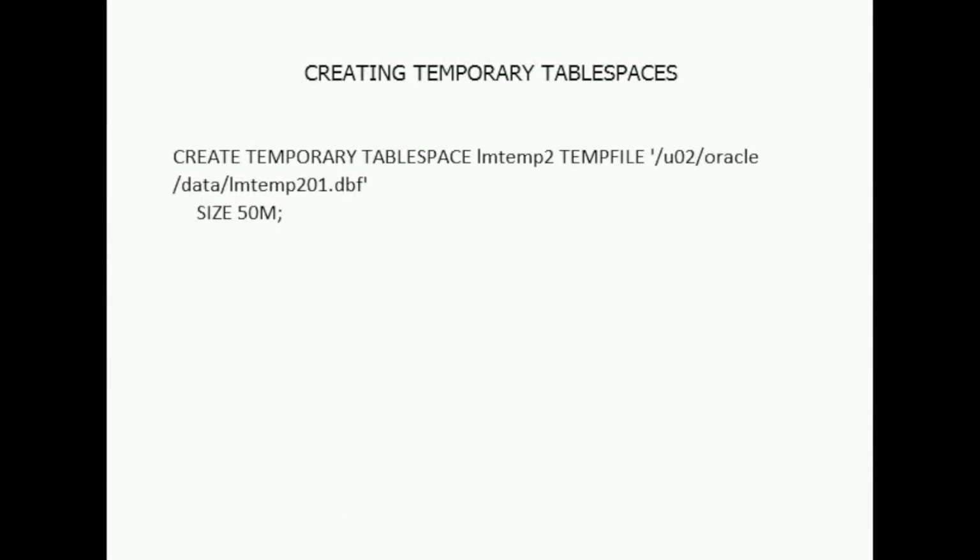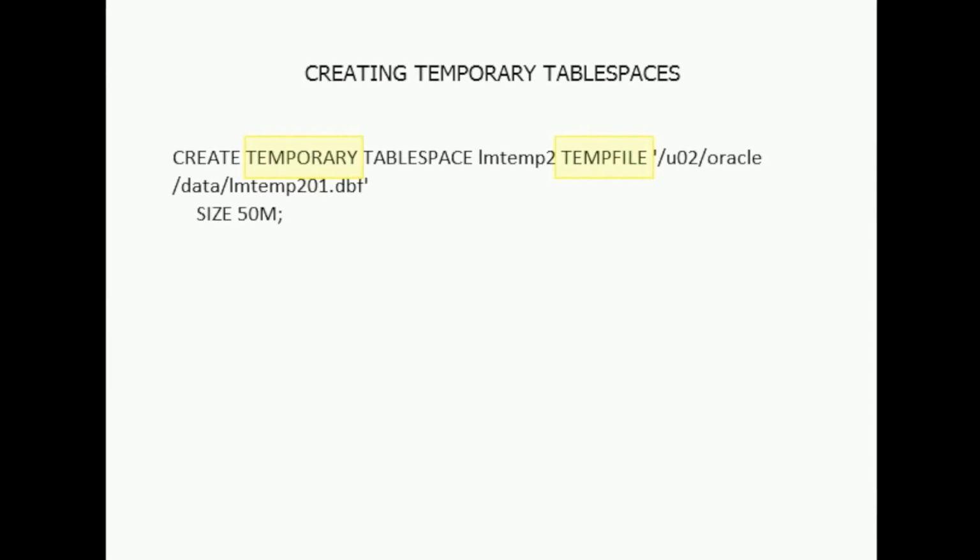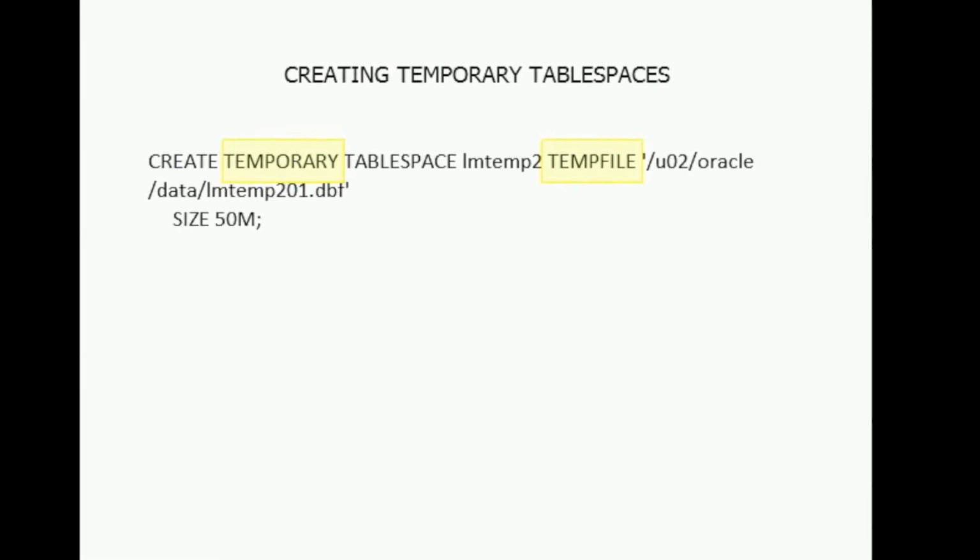By default, a single temporary tablespace named temp is created for each new Oracle database installation. You can create additional temporary tablespaces with the Create Tablespace statement. After providing the Create Temporary Tablespace clause, provide the Temp File clause. Here we'll provide the path of the temporary file for the temporary tablespace and then provide the size of the file.